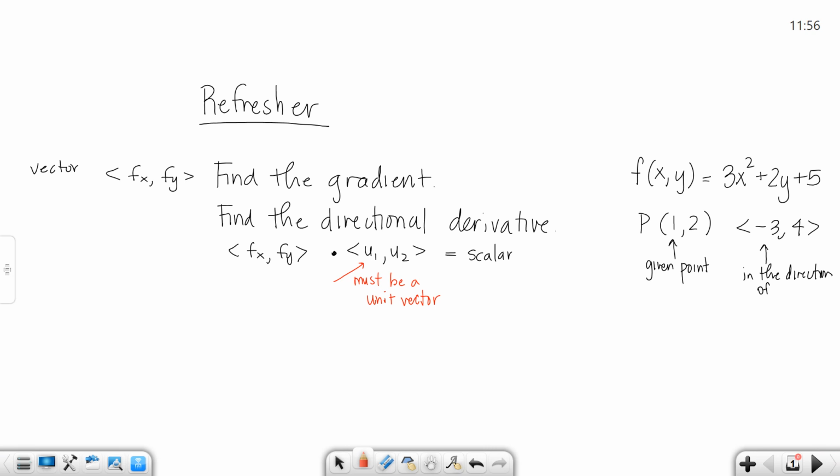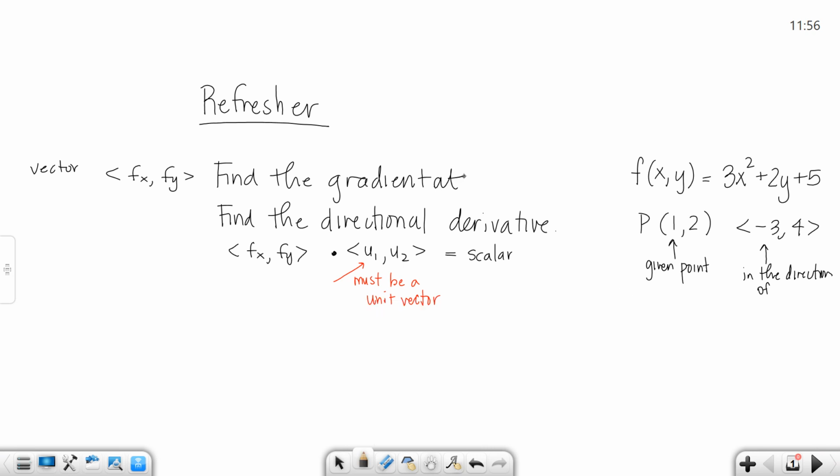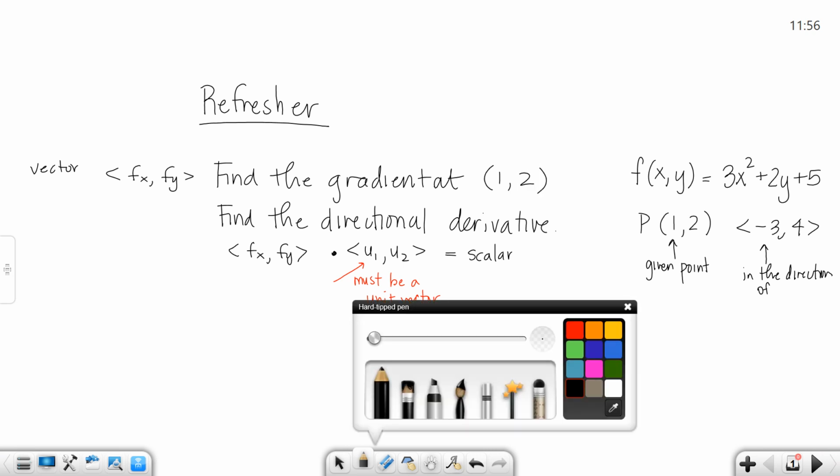So the gradient is a vector, and it's the partial derivative with respect to x and the partial derivative with respect to y. Sometimes I just say find the gradient, but sometimes I'm going to say find the gradient at a point. So we'll do at the point this time. Let's say find the gradient at the point (1, 2). That's where we're going to start.